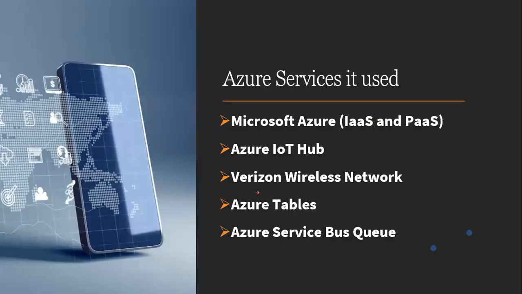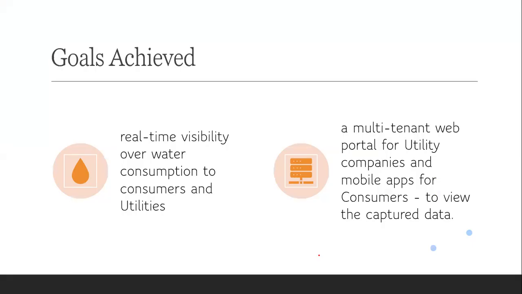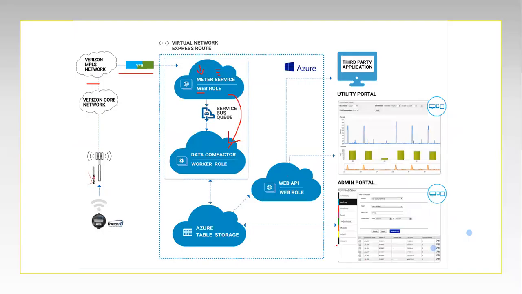In this solution, we have used Microsoft Azure Platform as a Service, Microsoft Azure IoT Hub to manage data from IoT sensors, the Verizon Wireless Network, Microsoft Azure Table, and Microsoft Azure Bus Queue. We were discussing some challenges, so now we will see how we have achieved our goals. This solution provides real-time visibility over water consumption to consumers and utilities, a multi-tenant web portal for utility companies and mobile apps for consumers to view the captured data. As we have seen, we have this web role to provide insights of data to the admin or the utilities.